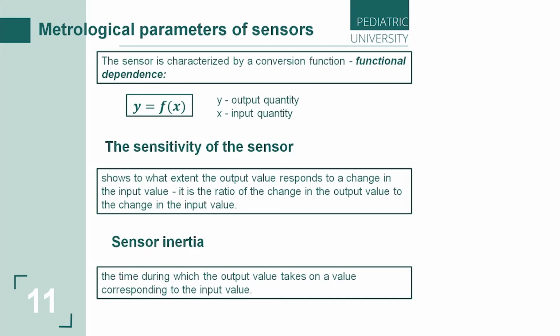What is it about? The inertia of the sensors is estimated by its transient characteristic, which expresses the change in the output value over time with a jump-like change in the converted value at the input, proportional to the mass of the sensor.